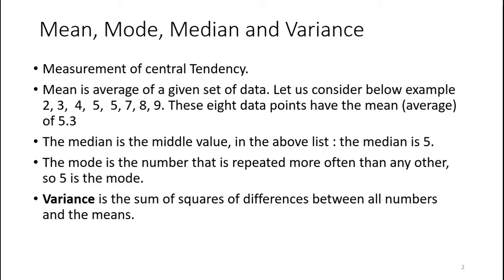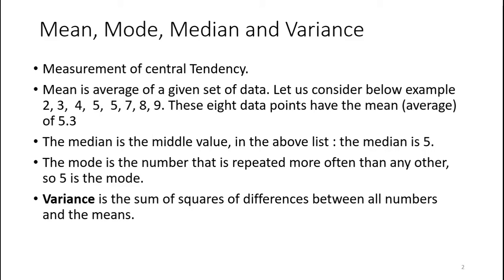And since these are 8 data points, we will have the mean as 5, which is the sum of all these data points divided by 8. And median is the middle value. So in the above list, the median is 5. The mode is a number that is repeated more often than others. In this data set, we have 5 that is being repeated twice.